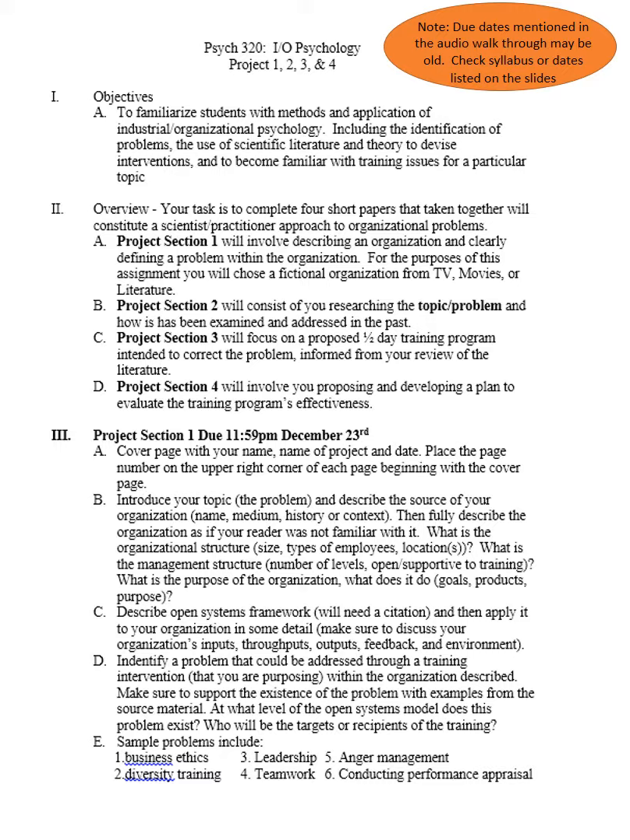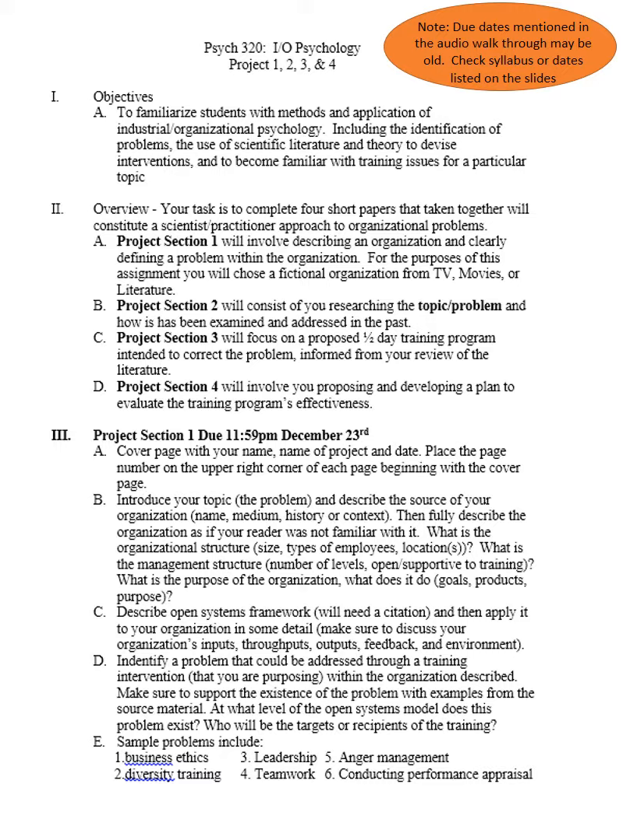So for the purpose of this assignment, you actually get to draw from a fictional organization from TV, movies, or literature. So for instance, you could choose the Empire from Star Wars. You could take the tech company from Office Space. You could take Dunder Mifflin paper supplies from the TV show The Office.